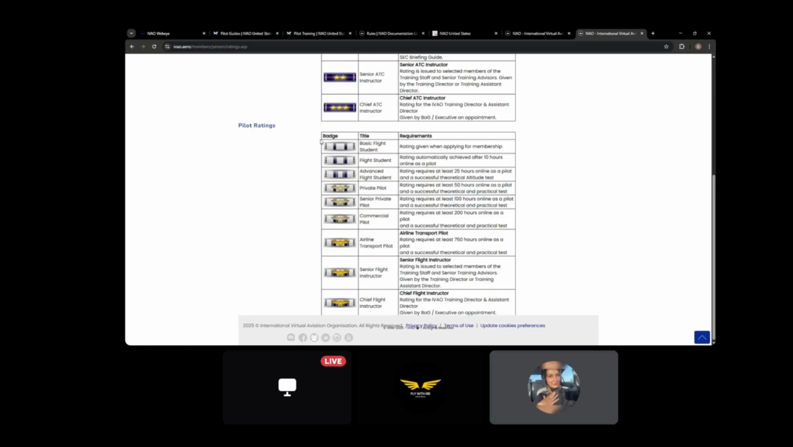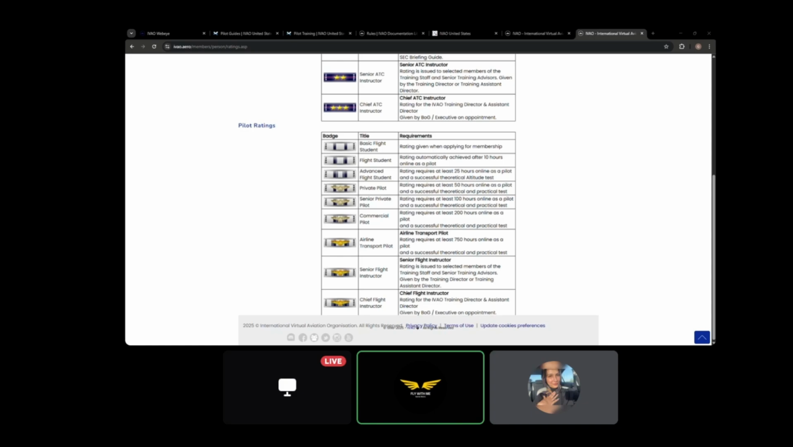Right here. So those are the pilot ratings. And here, as you can see, there's private pilot, commercial pilot, ATP. But how would the iVeo system know that I'm a private pilot or ATP or commercial? Like when I take my personal one, I upload it, or I can take it on the iVeo system. Yeah, exactly. There are two ways.